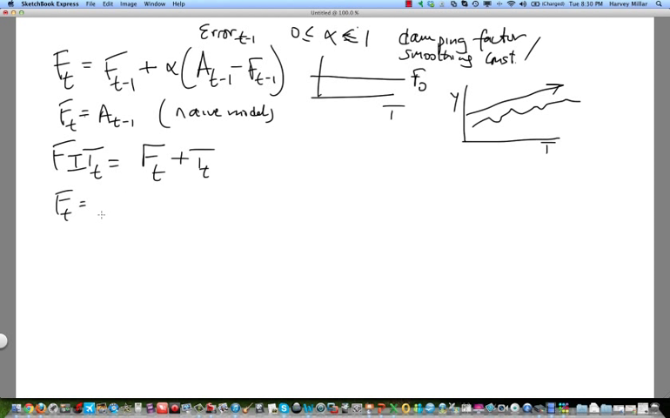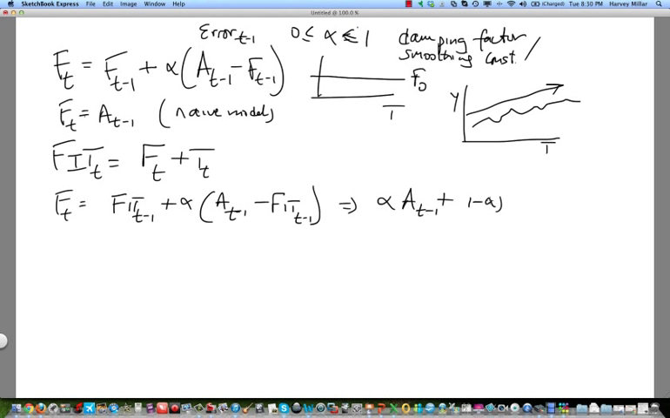So how do we do this? Well, here's what we do. It would look something like this. It would be FIT t minus 1 plus alpha times (A t minus 1 minus FIT t minus 1). So we could write it out this way. You may see it in the text written this way, which would be alpha times A t minus 1 plus (1 minus alpha) times FIT t minus 1. It's exactly the same thing. This is just a rearranging of that formula.